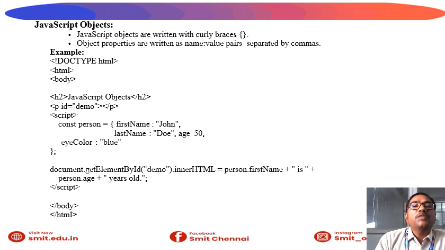Next is JavaScript objects. JavaScript objects are written with curly braces, and the properties are written as name value pairs separated by commas. Now as you can see under the script tag in the example, const person. So the name of the object is person, and the properties of the person are given as name value pairs. So first name is John, last name is Doe, age is 50, eye color is blue. So you are able to define the objects and their corresponding properties.